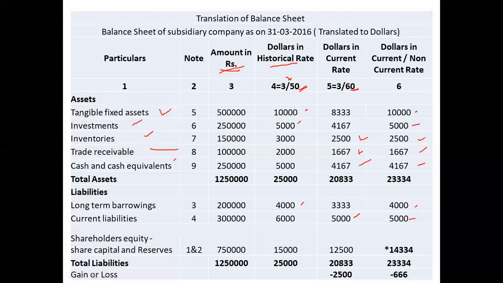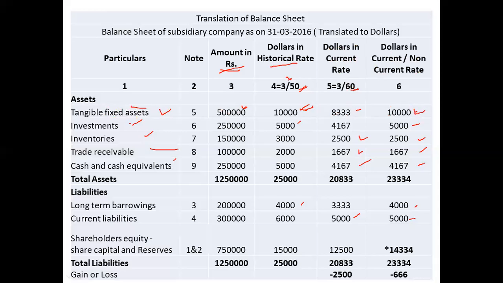The first one, the assets. In assets, tangible fixed assets is the fifth item. The value is 5 lakh rupees. Converting the 5 lakh into dollars at the historical rate of 50, 5 lakh divided by 50 becomes 10,000. Then dollars at the current rate, $1 equals 60 rupees, so 5 lakh divided by 60 is 8,333 dollars. The tangible fixed assets is a non-current item, so the historical value of 10,000 should be taken.